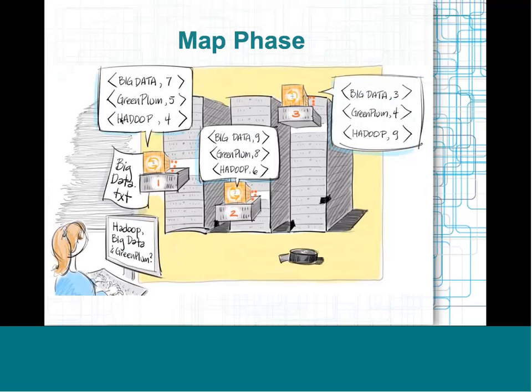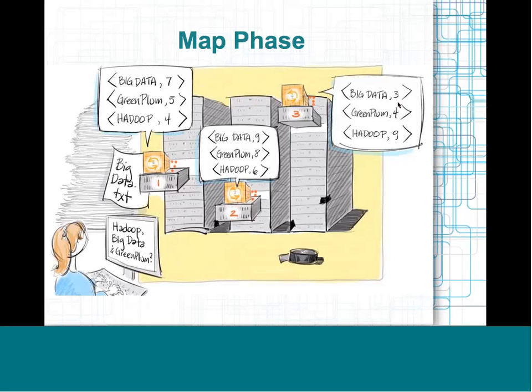If you see here, this is the map phase. This is the file bigdata.txt. On this particular rack, or data node, you got big data 7 times, Greenplum, Hadoop 4 times. On the second one you got these many times. On the third one you got these many times, right? This is what is done in the map phase. Key value, key value, key value, key value, right?